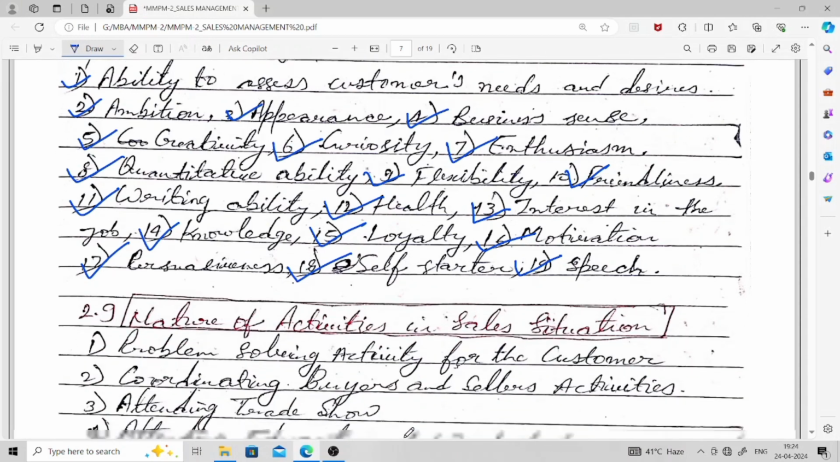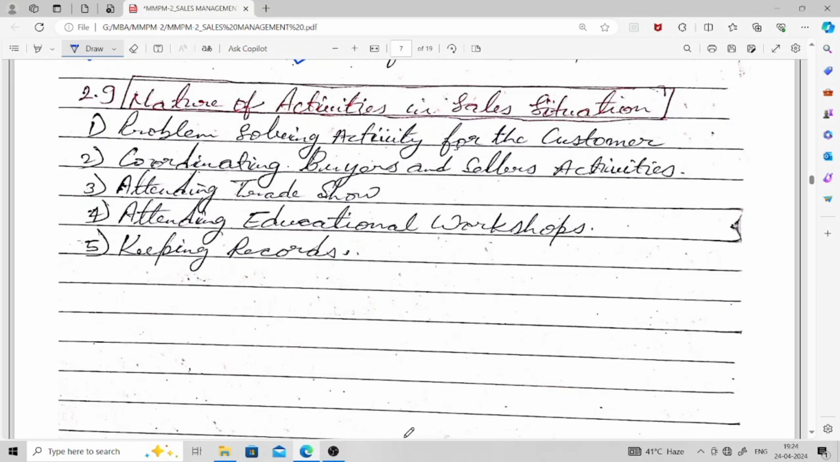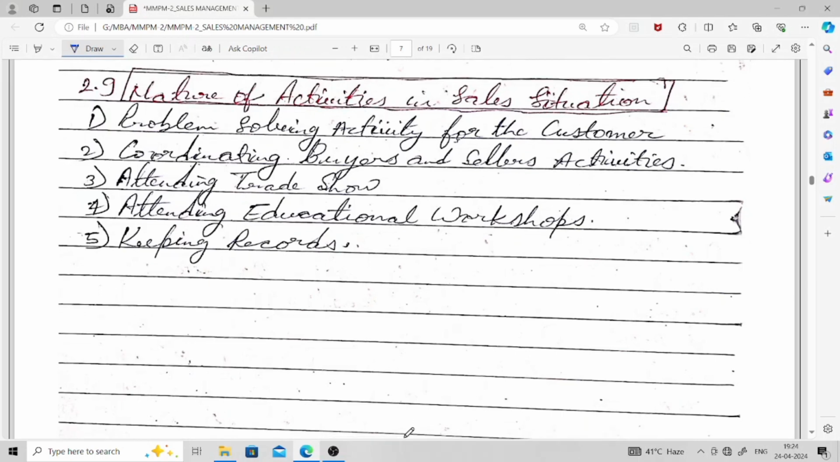Then you have the nature of activities in sales situations. What different kinds of activities are there in sales situations? The first kind given is problem-solving activity for the customer, which means salespeople should be able to solve the problems of the customer.